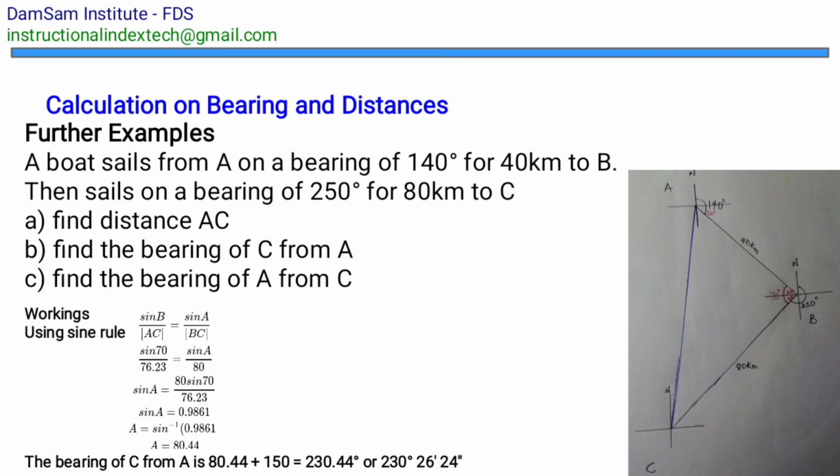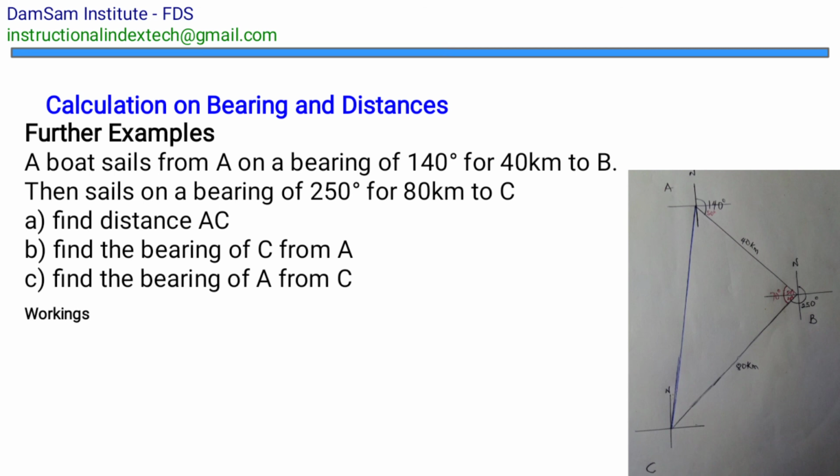So 220.44 degrees, and it can be expressed in minutes as well. For that minute conversion, we'll get another slide and we're going to explain how we convert angles from degrees to minutes, in that order. So the answer here will be 80.44 plus 140, and that will be 220.44 degrees. So that is number B. Let's proceed to look at number C now.